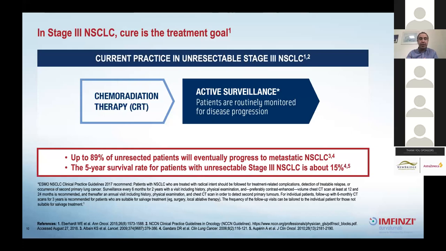So we had an unmet need. Up to 89% of unresectable patients will eventually progress to metastatic non-small cell lung cancer. The 5-year survival rate for patients with unresectable stage 3 non-small cell lung cancer is only about 15%.